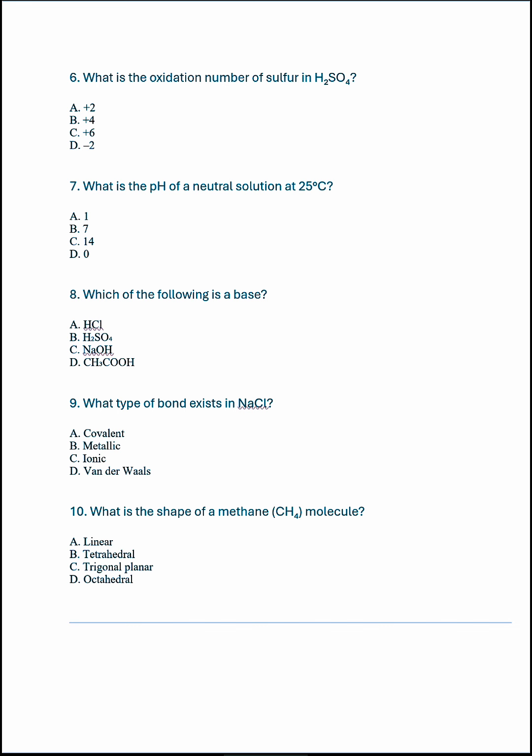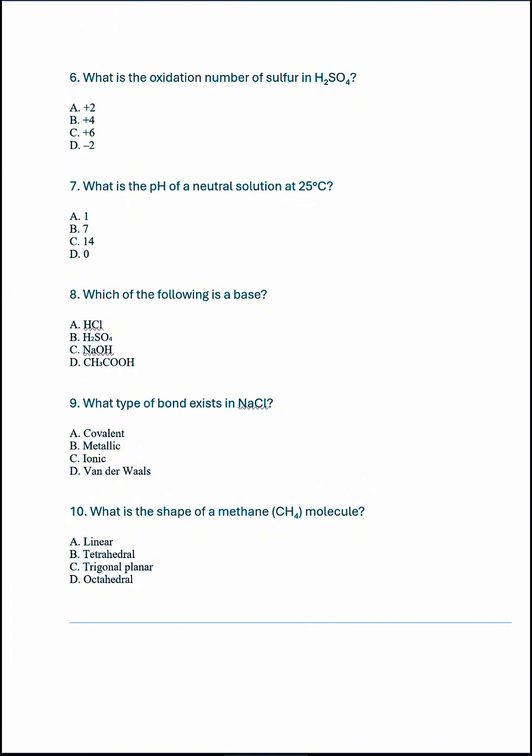Now move to number 9. What type of bond exists in sodium chloride? A. Covalent bond, B. Metallic bond, C. Ionic bond, D. Van der Waals bond. And the correct answer for that question is C, ionic bond.